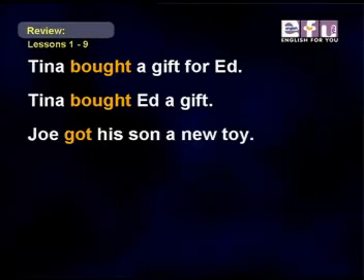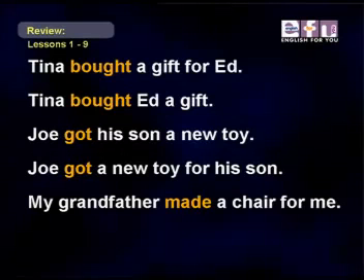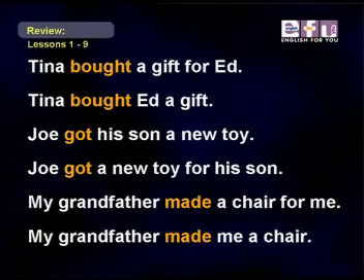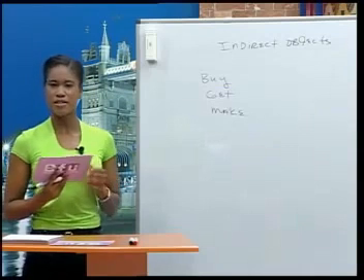Next example. Joe got his son a new toy. Or Joe got a new toy for his son. Same meaning. Next. My grandfather made a chair for me. Or my grandfather made me a chair. All right, now we're ready to practice indirect objects.